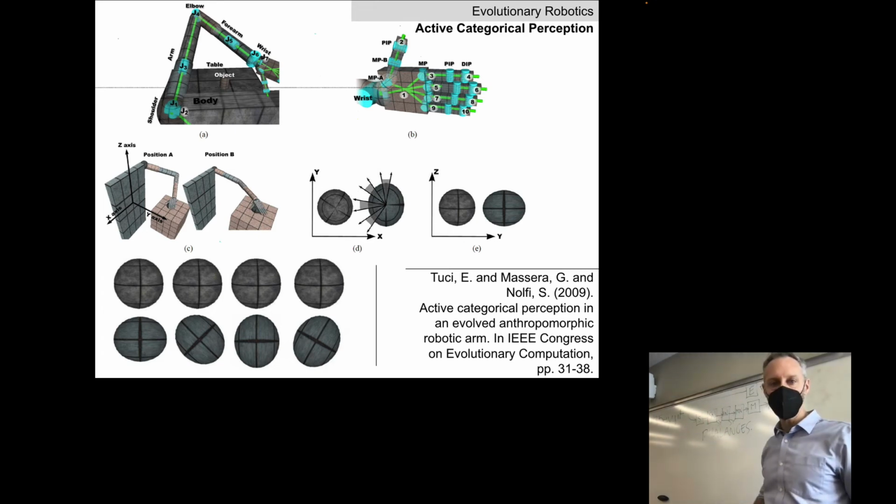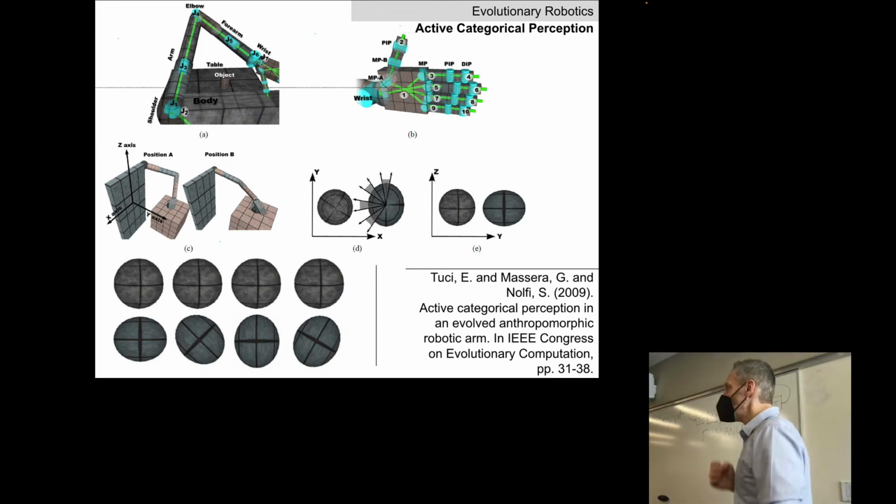Okay, so that's all the objects and joints. How are we going to evolve this robot to perform active categorical perception? We are going to, as always, evolve a population of CTRNNs. We're going to evolve CTRNNs that control all of these joints. And we're going to evaluate each CTRNN 16 times.